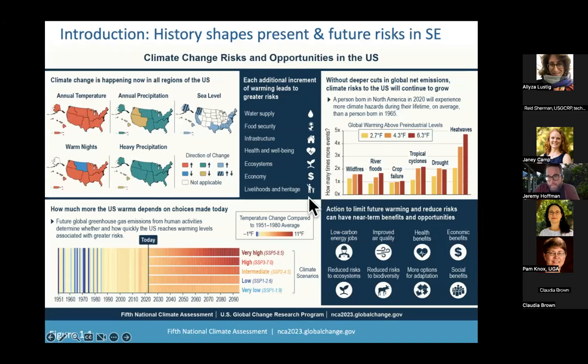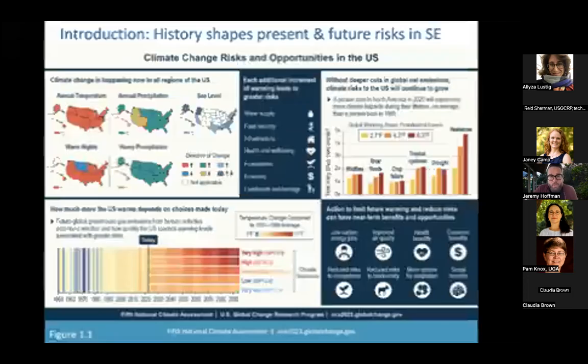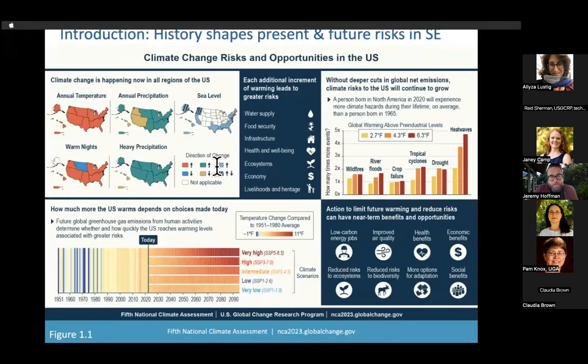I figured I would start by showing this. This is actually not in our chapter. This is figure 1.1, but I wanted to reflect on some of the major pieces that frame the Southeast chapter. We present a chapter for the Southeast that clearly positions the region as being disproportionately impacted by climate change threats in the past, in the present, and for every additional tenth of a degree of global warming that occurs, we will have more intense impacts into the future.